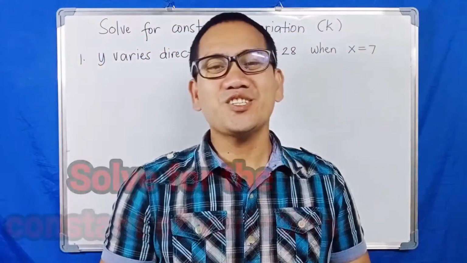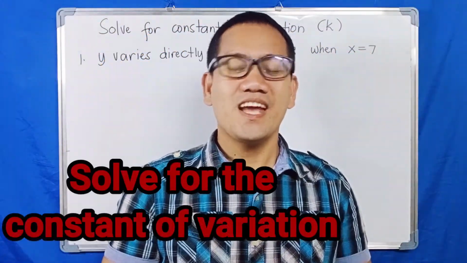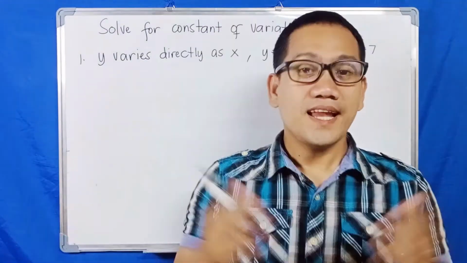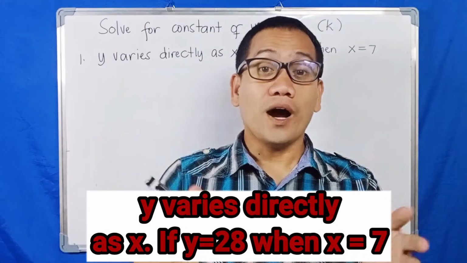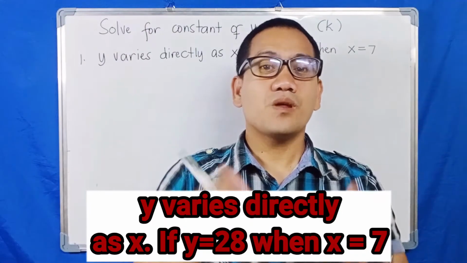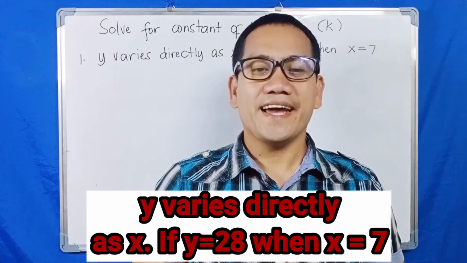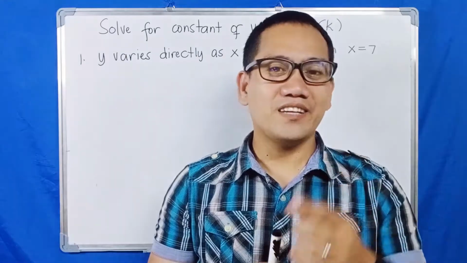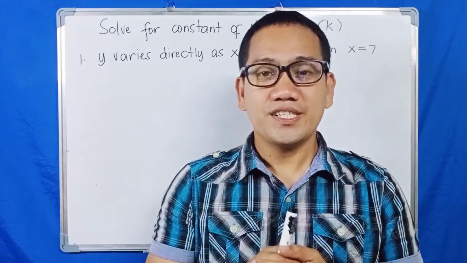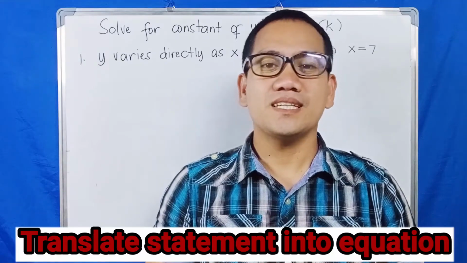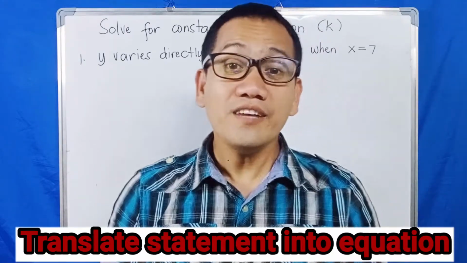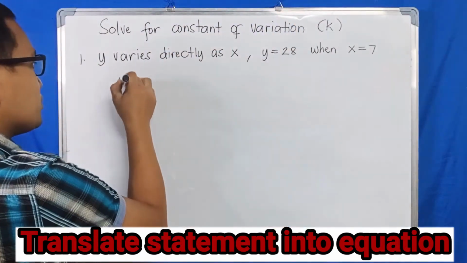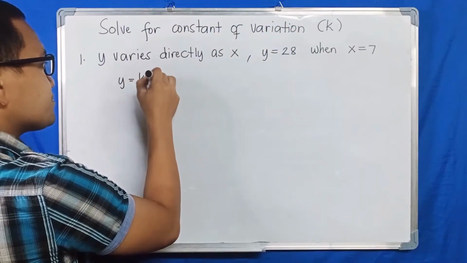This time, let's try to solve for the constant of variation and determine the equation of a direct variation. Let's have the first example. Y varies directly as x. Y is 28 when x is 7. So with this given statement, finding k can be done first by translating our statement into an equation. So y varies directly as x can be translated as y is equal to kx.